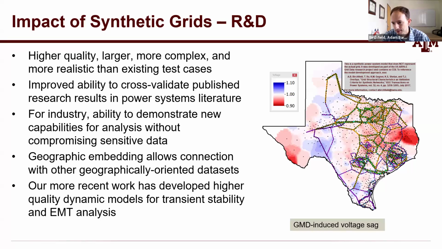Geographic embedding, I think, is a tremendous part of this. It allows us to do some other geographically related things. One project we worked on a lot here at A&M is on geomagnetic disturbance and the possibility for a rare solar event to cause a voltage collapse on the electric grid. And this is just a picture here showing a potential application of that. We've also done some more recent work on higher quality dynamic models for transient stability and EMT analysis. And I'm going to show a little bit of that on the very next slide.